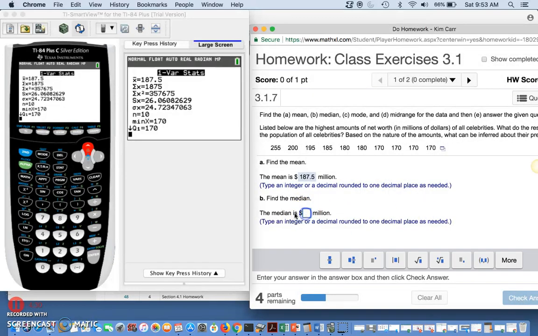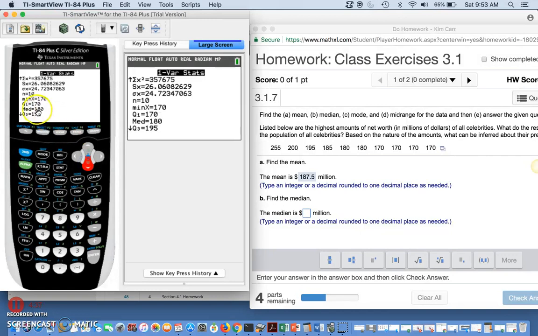The median. Well, they gave me the median. If we scroll on down a little bit more, the median is given. The median is 180.